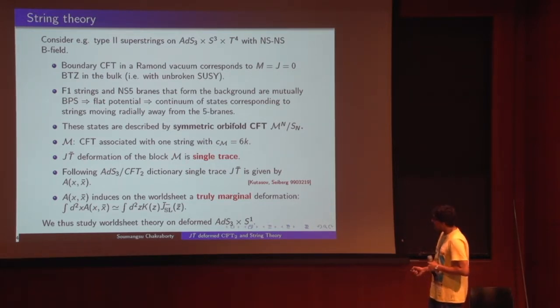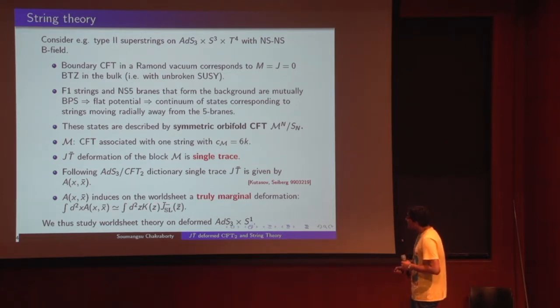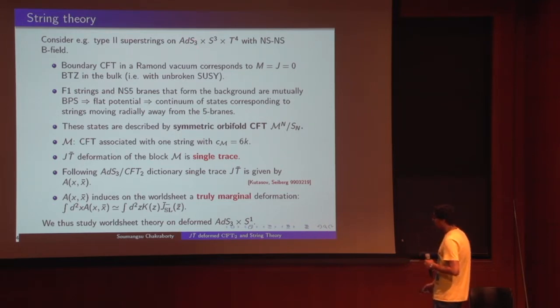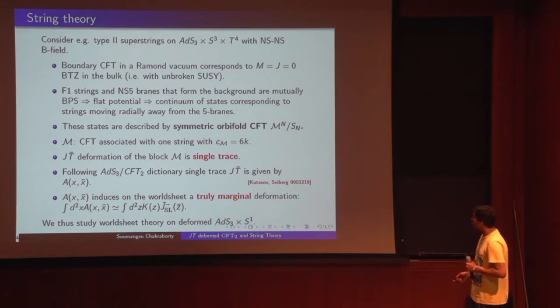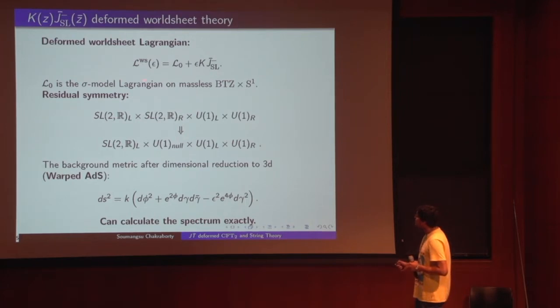The JT-bar deformation of this individual block CFT M is single trace. And using the AdS/CFT dictionary, one can show that the single trace JT-bar induces on the worldsheet a truly marginal deformation of this form. It's a current-current deformation, and hence exactly solvable, where K is a U(1) left-moving current coming from the CFT here, and J SL-bar minus is a right-moving SL(2,R) current coming from the CFT living in SL(2,R). We just study the worldsheet symmetry on AdS3 times S1. So we start with the sigma model on massless BTZ and deform it by K J SL-bar minus.